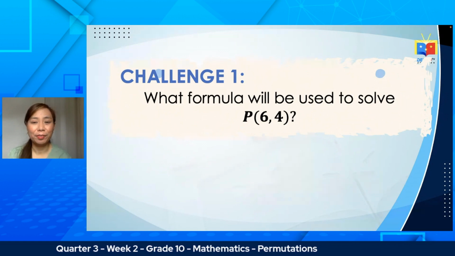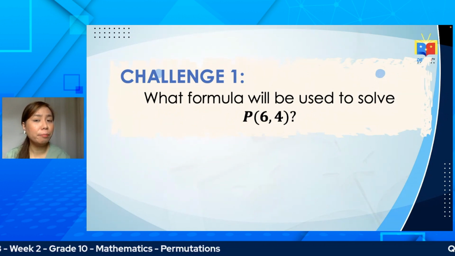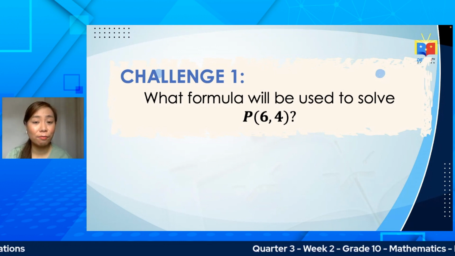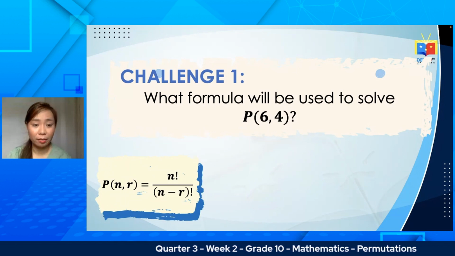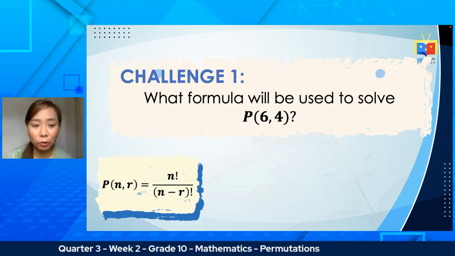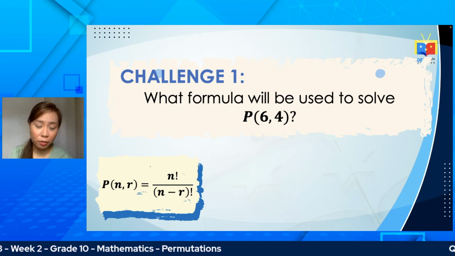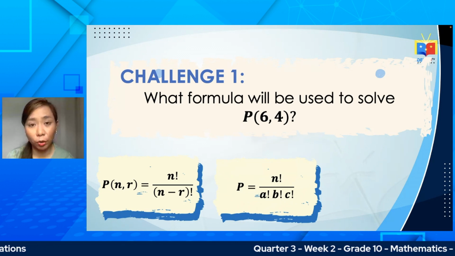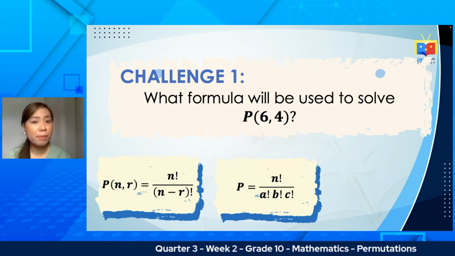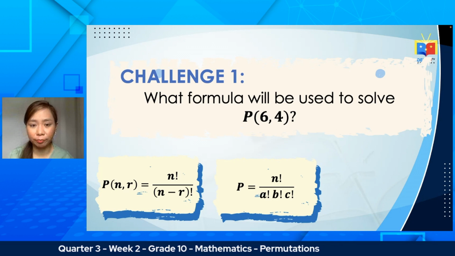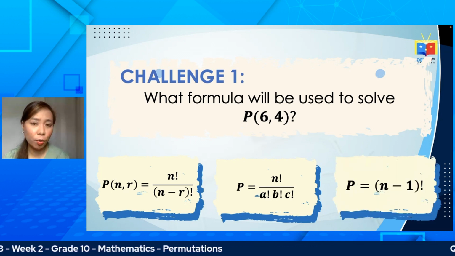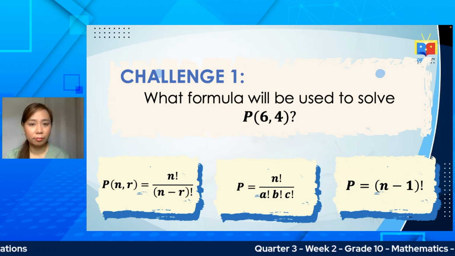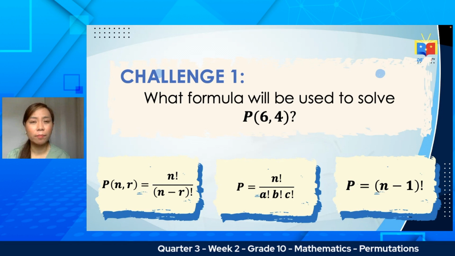Challenge 1. What formula will be used to solve the permutation of 6 objects taken 4 at a time? Is it this one, n factorial over the quantity n minus r factorial? Is it the second one, n factorial over a factorial, b factorial, c factorial? Or the third one, the quantity n minus 1 factorial. 30 seconds, go.